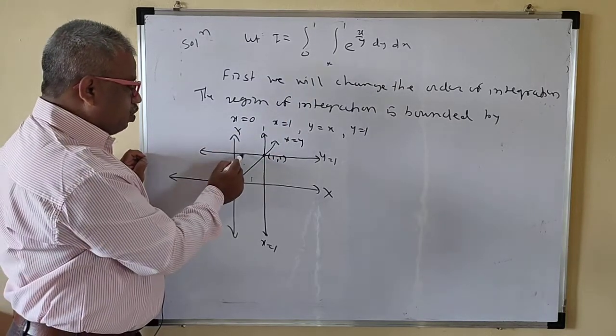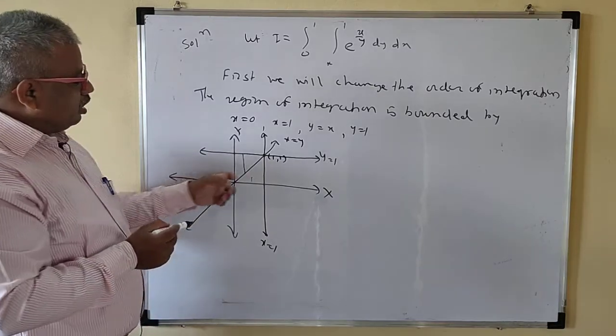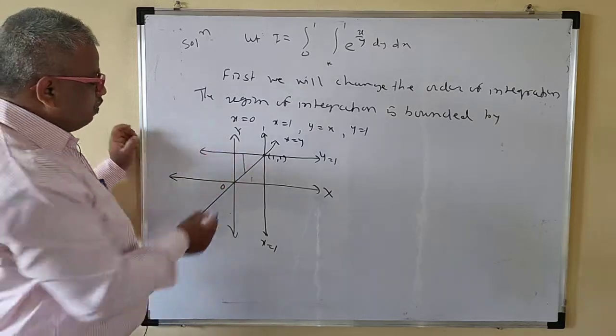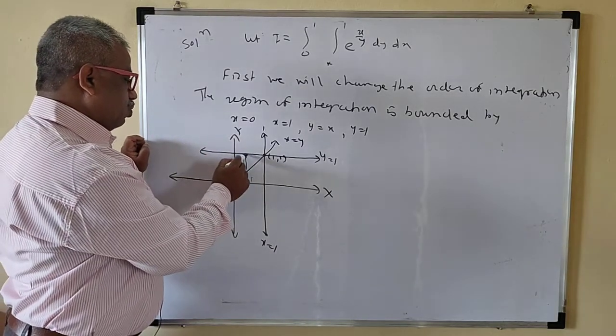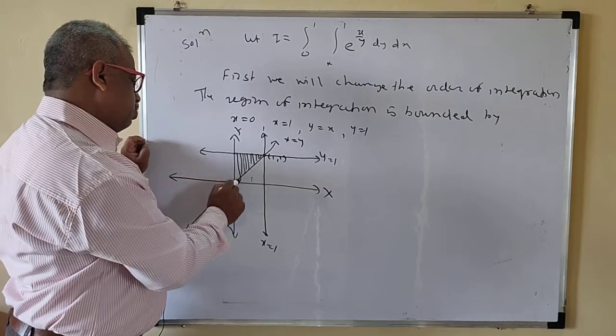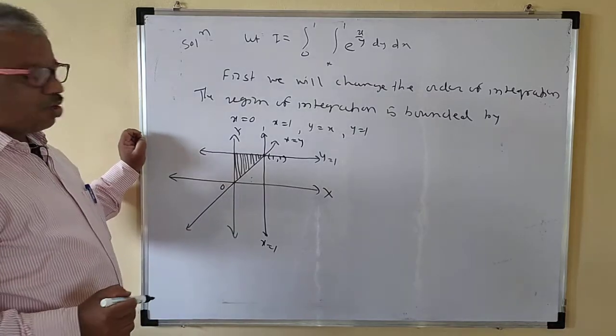You know. So here what? If you draw this region, see here. Now see here, lower limit is x now, and upper limit is y is equal to 1. So that means this is your correct region. Okay. So this will be your required region. Okay. So now we have to change the order of integration.